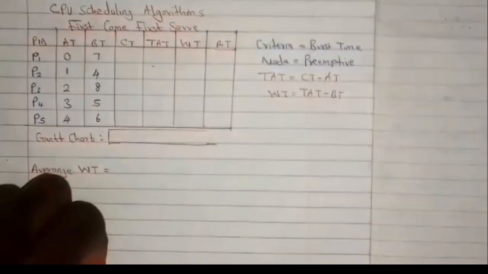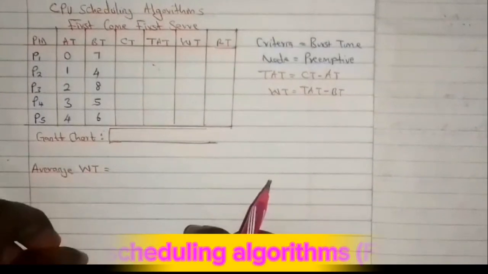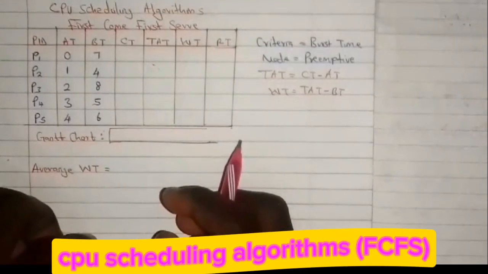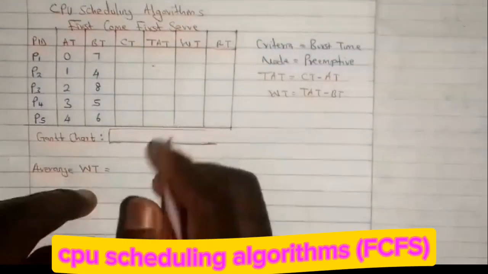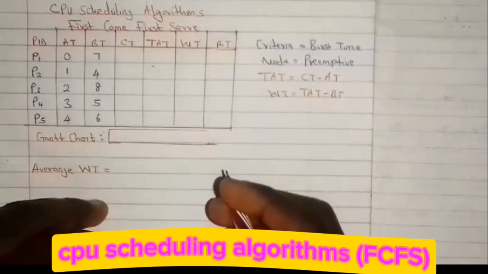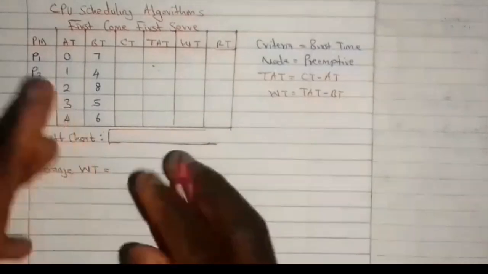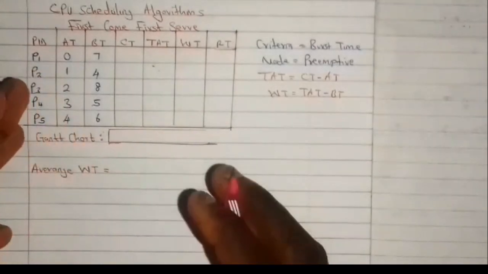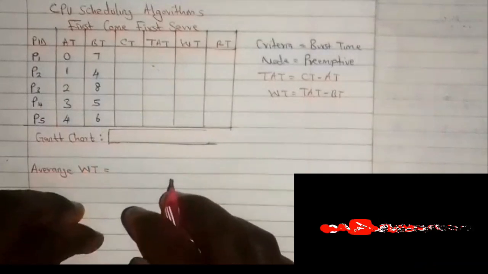I'm Peter Monyaka. We are going to check on CPU scheduling algorithms. I want us to start with first come, first serve. This means that a process which arrives at the CPU is the one which gets executed first, regardless of the burst time, whether it is 8 or 6 or 5. It is the one which will get executed first.